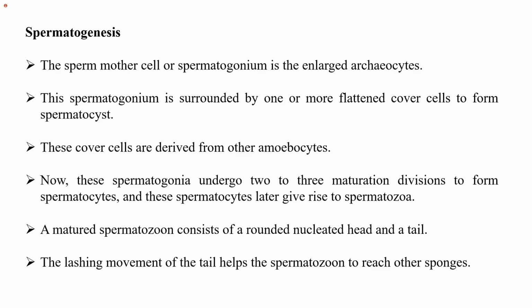Spermatogenesis is the process of formation of sperm. So how is sperm formed? The sperm mother cell or spermatogonium is the enlarged archaeocyte. We learned that archaeocytes, which are the undifferentiated amoebocytes, lead to the formation of sperm or ova. This spermatogonium is then surrounded by one or more flattened cover cells to form the spermatocyst. These cover cells are derived from other amoebocytes, and the spermatogonium undergoes 2 or 3 maturation divisions to form the spermatocytes. Then these spermatocytes later give rise to spermatozoa.